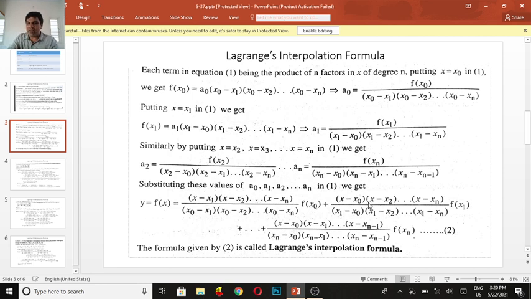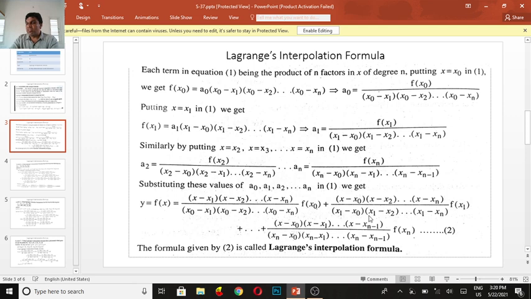In this formula, as in the equation of formula 1, we replace with x minus x naught, x minus x1, x minus x2, like that. In the second term you observe that x minus x1 does not appear, but the denominator starts from x1 minus x naught, x1 minus x2, etc.